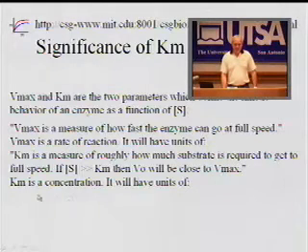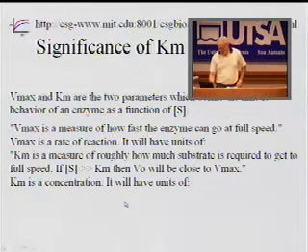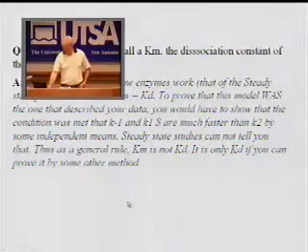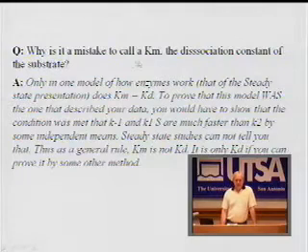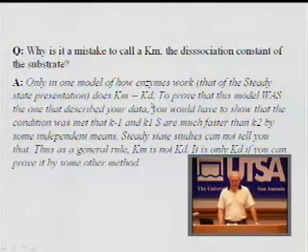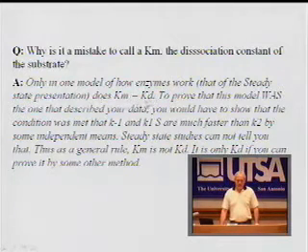So the Km is a concentration, and we'll have the units of milligrams per ml or millimolar, whatever the units might be for the particular substance under investigation. But it would be concentration. So why is it a mistake to call a Km the dissociation constant of the substrate? Only in one model of how enzymes work, and that of the steady state presentation, does Km equal the Kd. So it's only under certain conditions where it would almost be the same, or under ideal conditions where it would be the same.